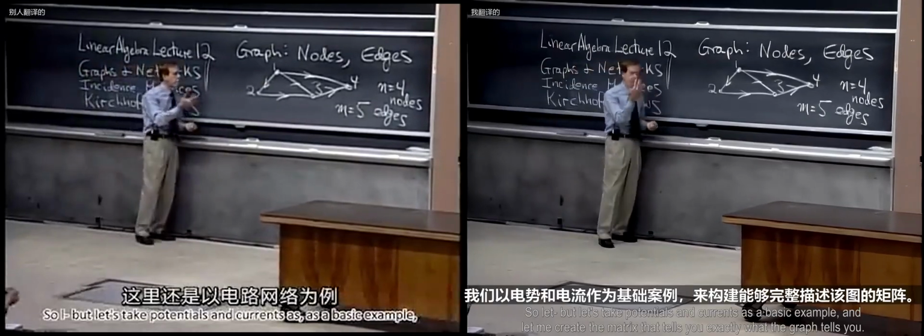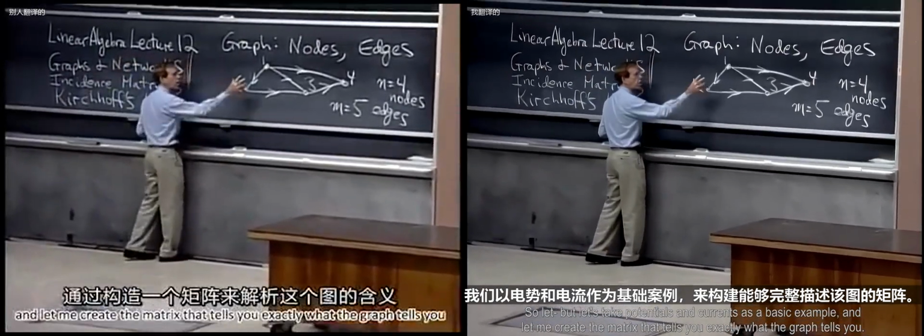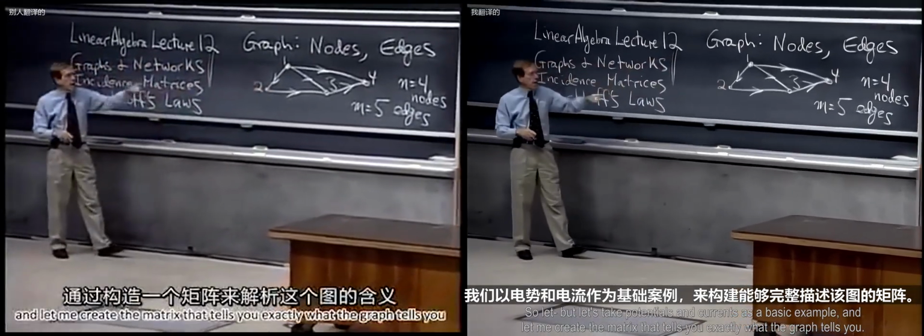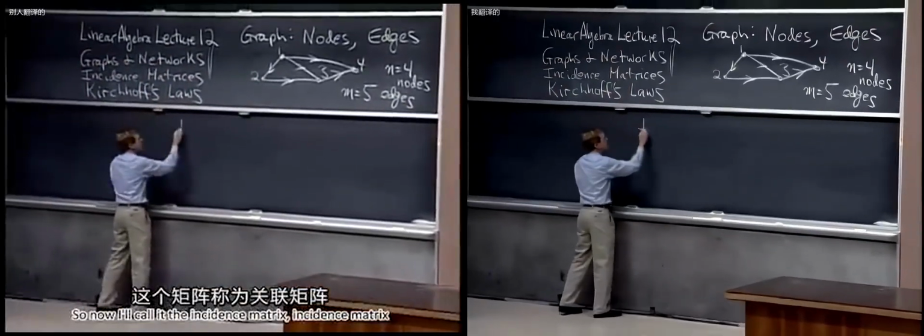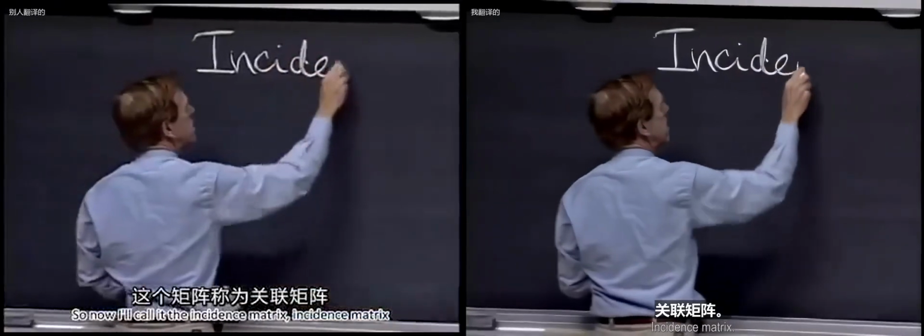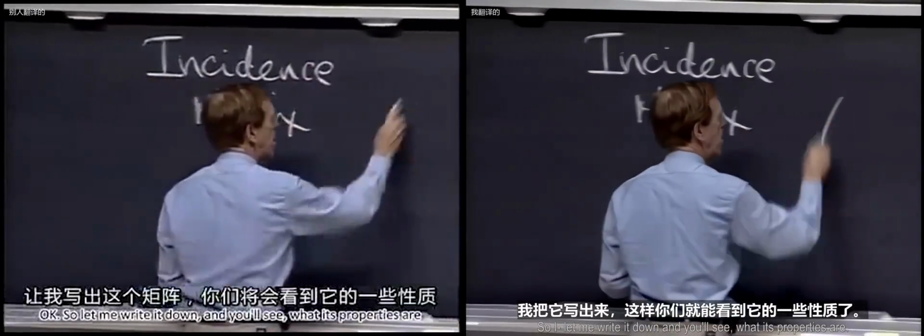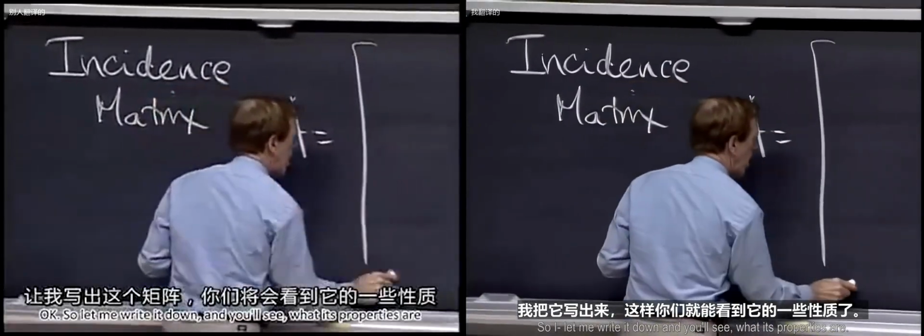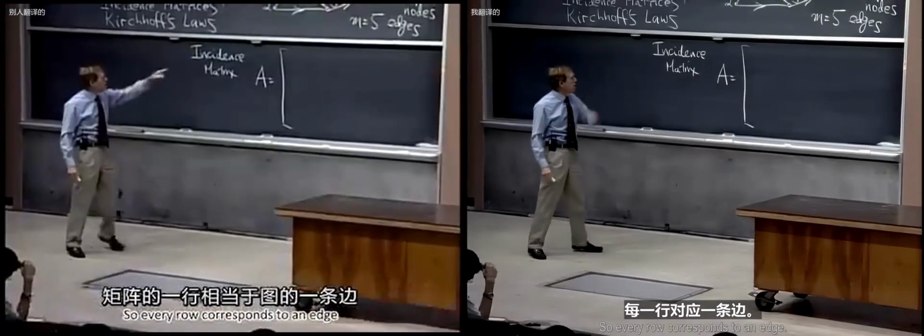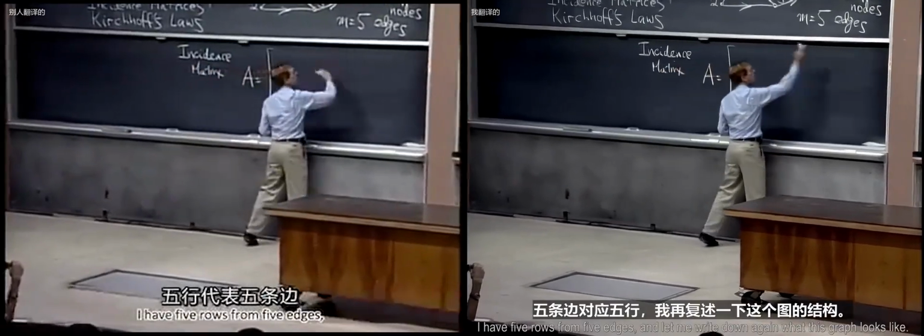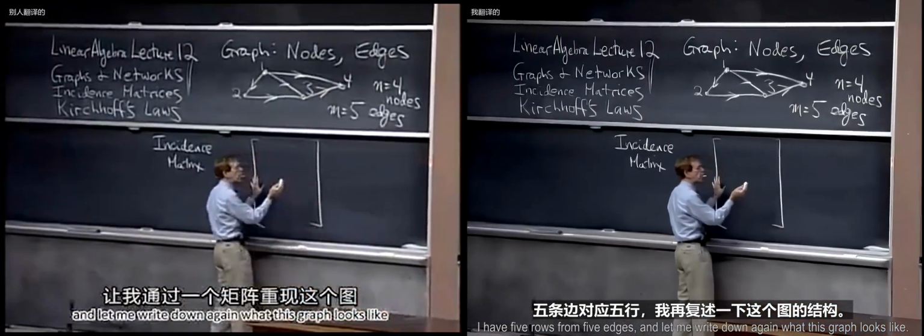But let's take potentials and currents as a basic example, and let me create the matrix that tells you exactly what the graph tells you. So now I'll call it the incidence matrix. Okay. So let me write it down and you'll see what its properties are. So every row corresponds to an edge. I have 5 rows from 5 edges.